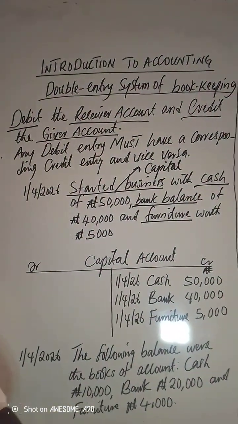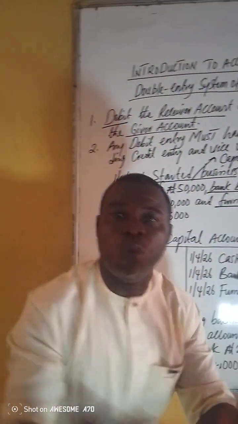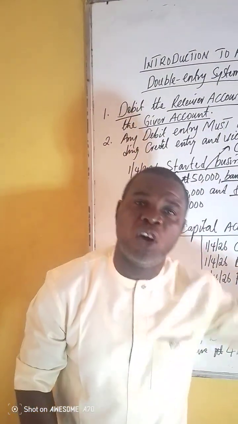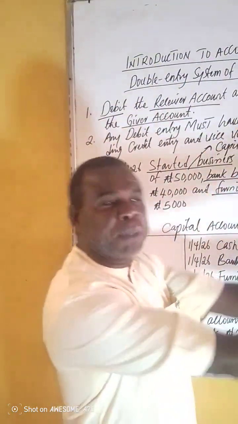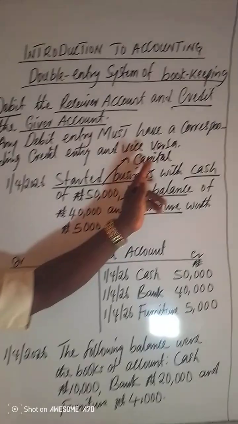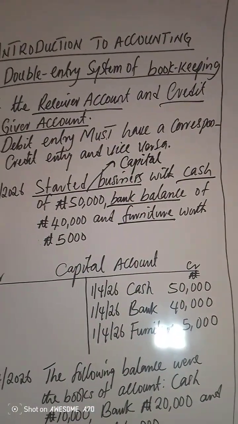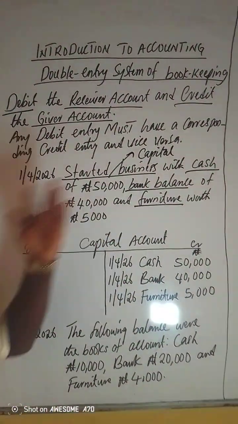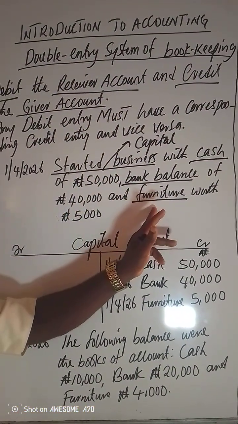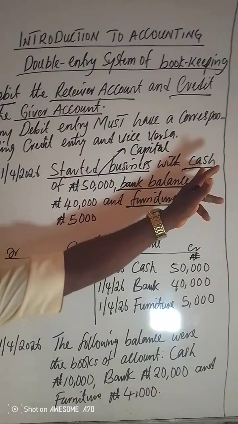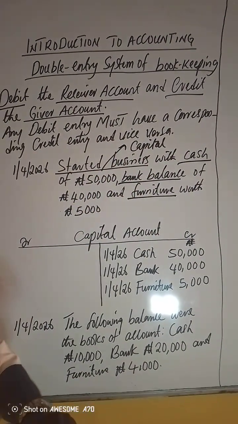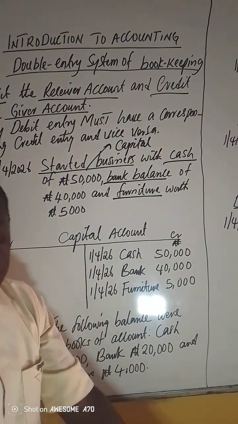That is, the owner is giving capital into the business, what is referred to as the business entity concept, where the business is different from the owner. That is, the owner is giving capital to the business so that the business will begin or commence. Now, the business is given capital in the form of what? Because that capital must be in the form of something. Then the capital is in the form of cash, bank, and furniture. Therefore, the receiver accounts become cash, bank, and furniture. It means the business is receiving cash, and cash becomes the receiver account.